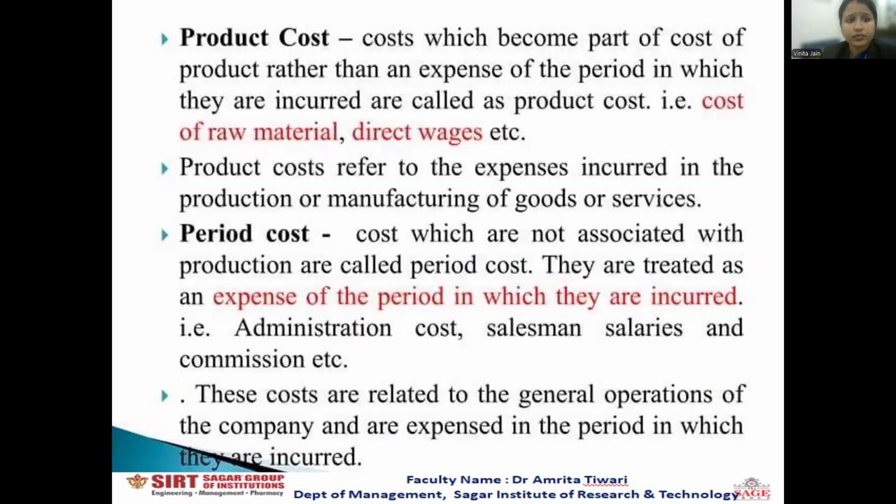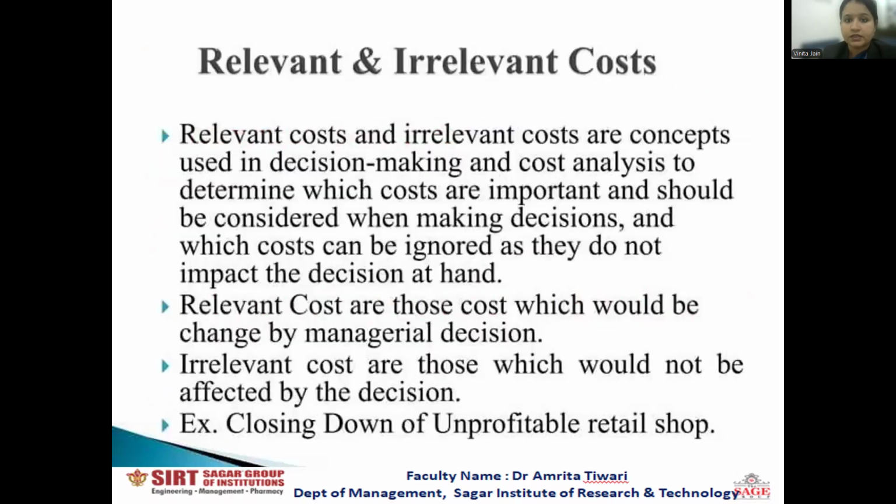Production cost refers to expenses incurred in the production or manufacturing of goods and services. Period cost relates to the general operations of the company and is expensed in the period in which it is incurred. Relevant or irrelevant cost is a concept used in decision-making cost analysis to determine which costs are important and should be considered when making a decision, and which costs can be ignored as they do not impact the decision at hand. Relevant costs are those that change managerial decisions, and irrelevant costs are those that are not affected by the decisions.